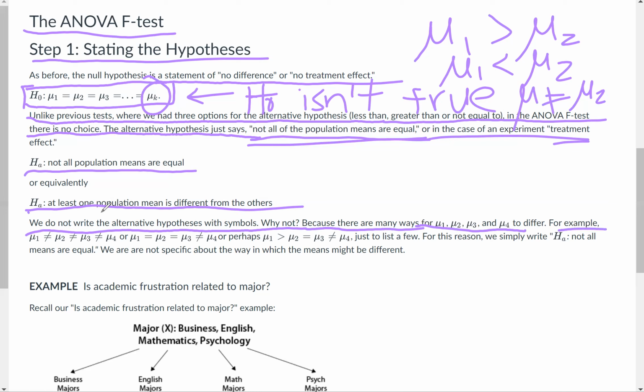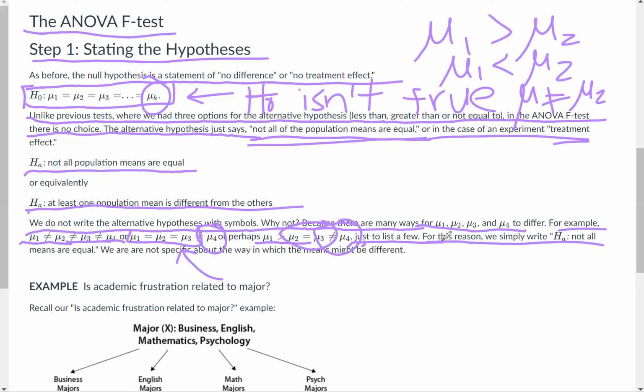For example, it could be that just mu1 is not equal to mu2, also not equal to mu3, also not equal to mu4. Or three of them are equal, mu1 equals mu2 equals mu3, but mu4 is different. Or mu1 is greater than mu2, but mu2 is equal to mu3, and mu3 is not equal to mu4. Just imagine how many combinations there are of greater thans and less thans and not equal tos. There would be so many options, it'd be crazy to list them all. And that's just a few of them that they listed.